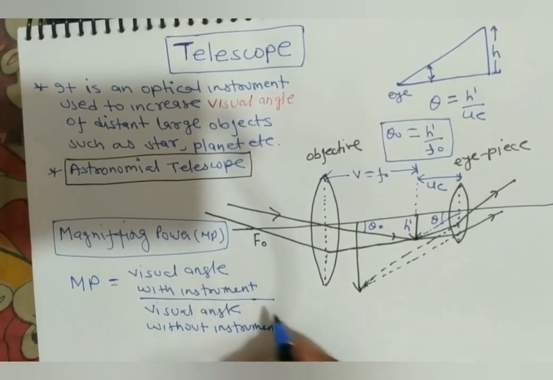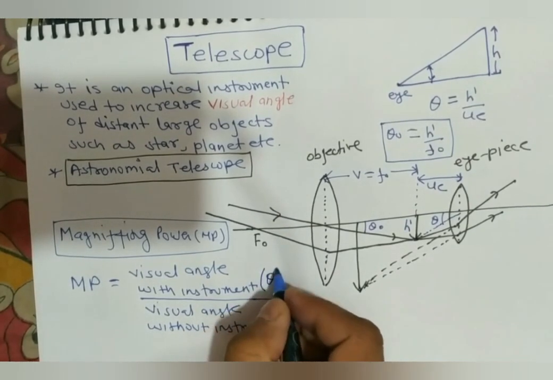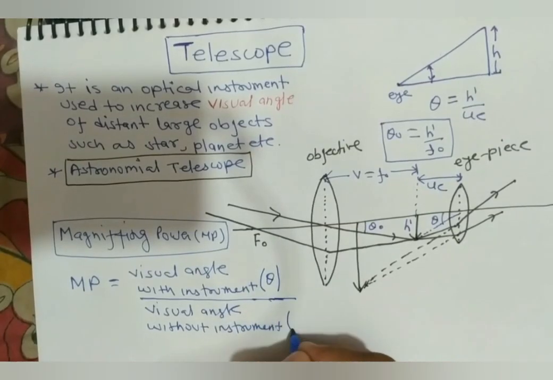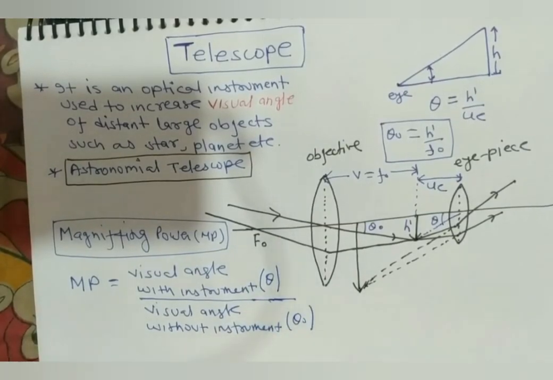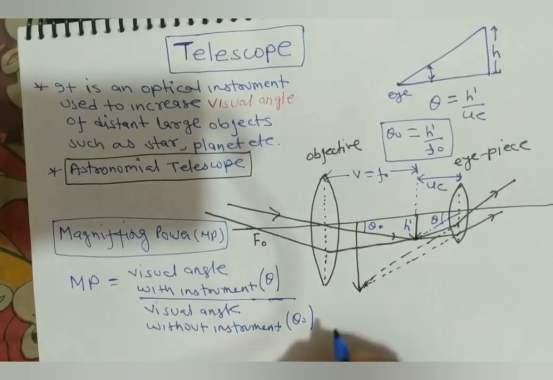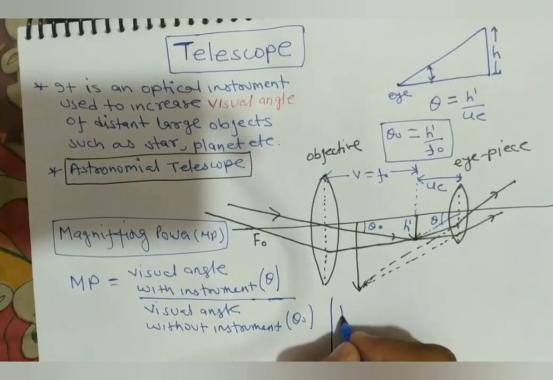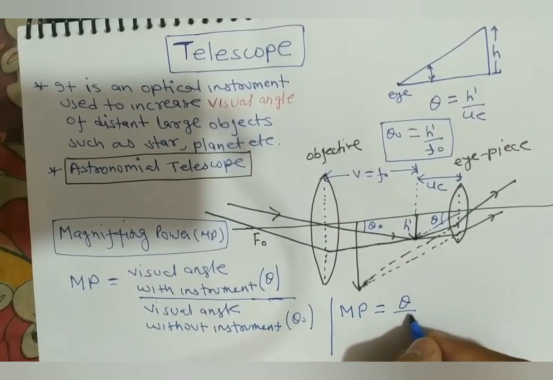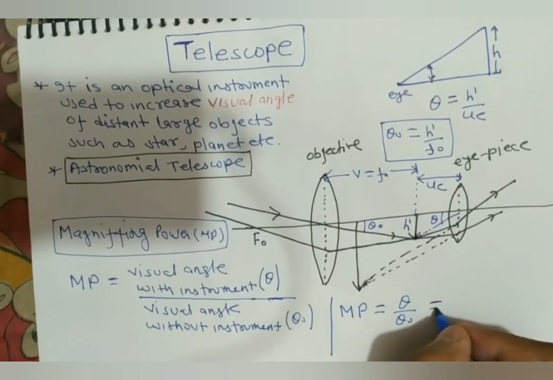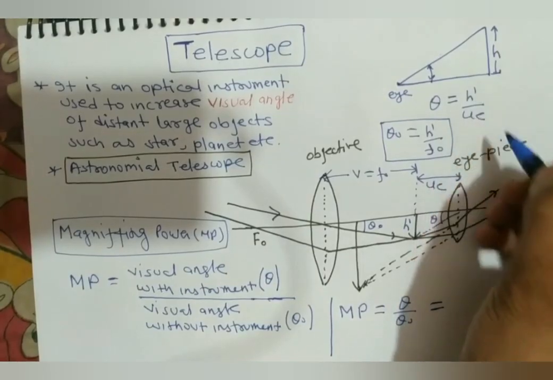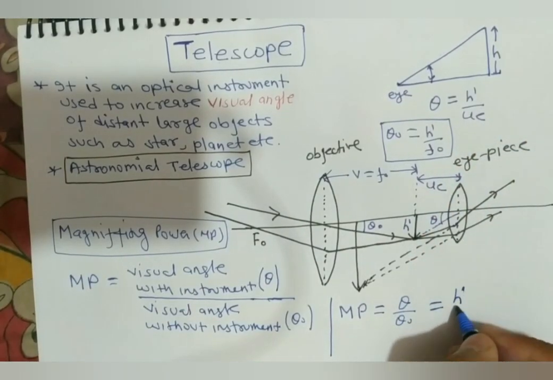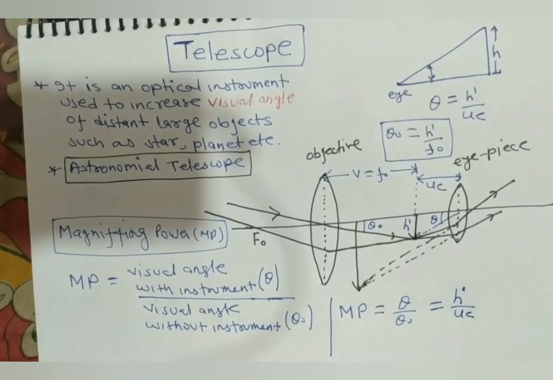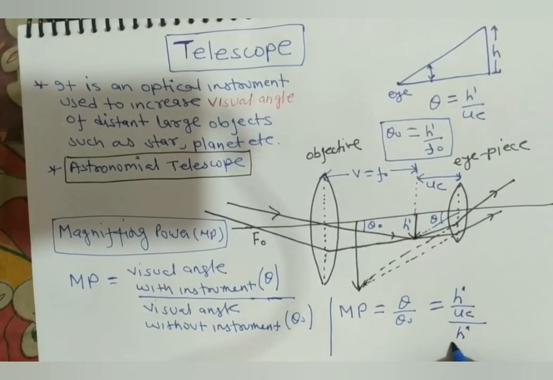Okay, this angle is theta, and this angle is theta naught. Now we can write MP equal to theta upon theta naught, where theta is h dash upon UE, and theta naught is h dash upon f naught.